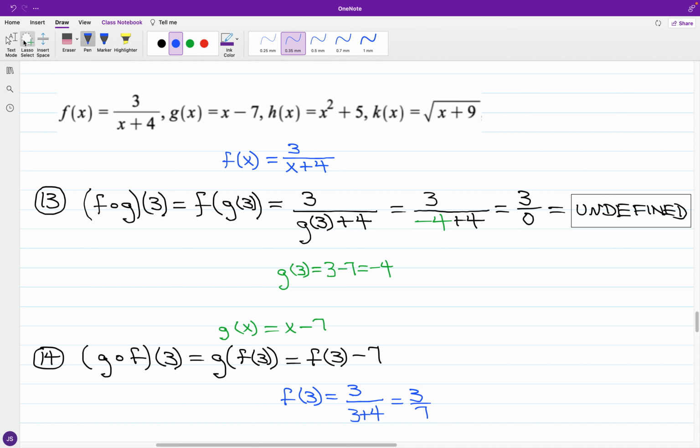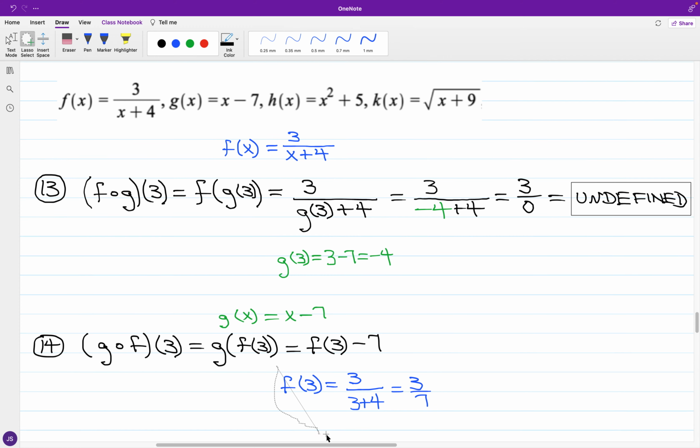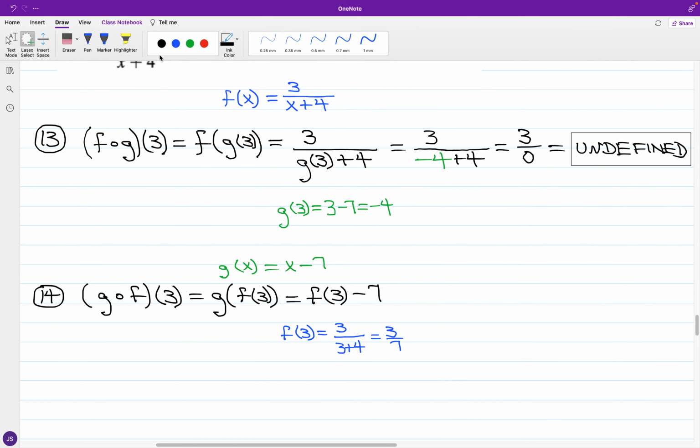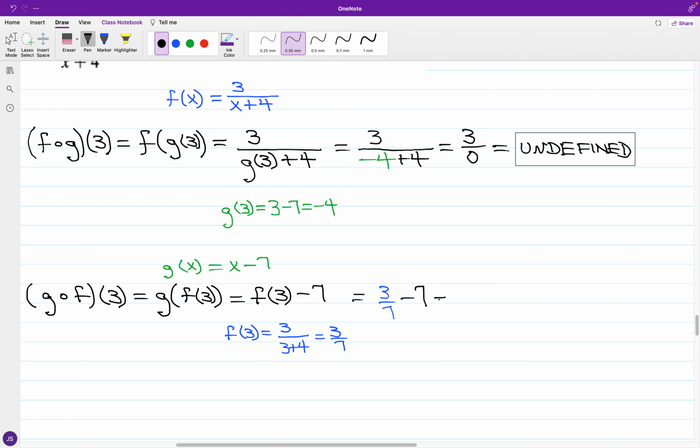And so this will come out to 3/7. Okay, all right. And so taking that over and following through with this particular composition, we have 3/7 minus 7, and we just follow through.